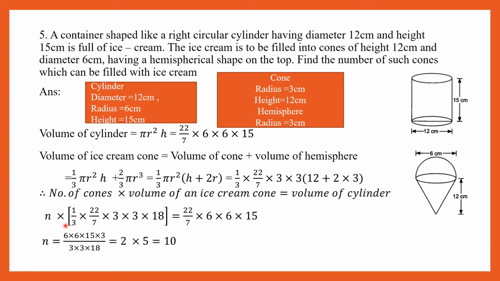That is n into 1 by 3 into 22 by 7 into 3 square into 18 is equal to 22 by 7 into 6 square into 15. Cancelling 22 by 7 and transposing the other values, we have n is equal to 10. That means we can make 10 such cones from the cylinder.